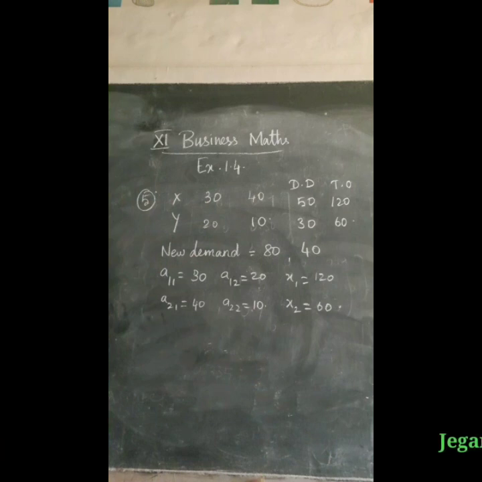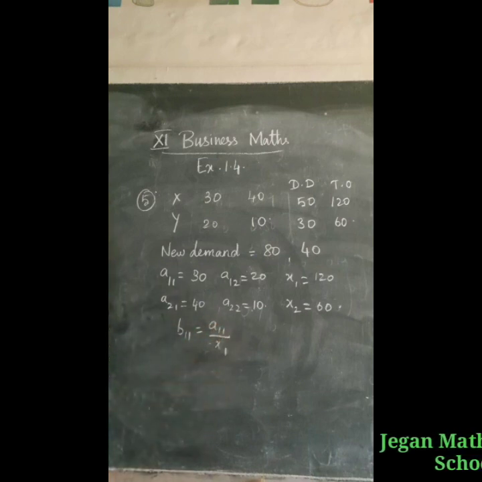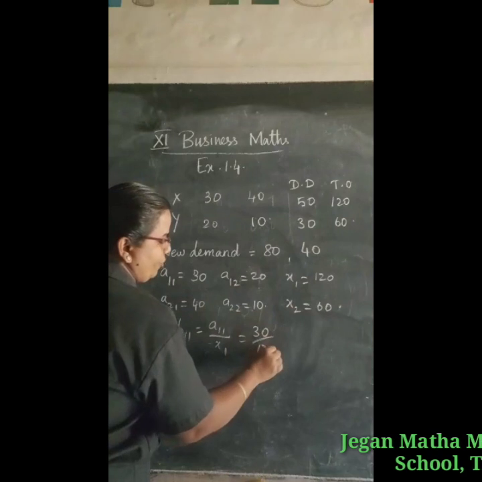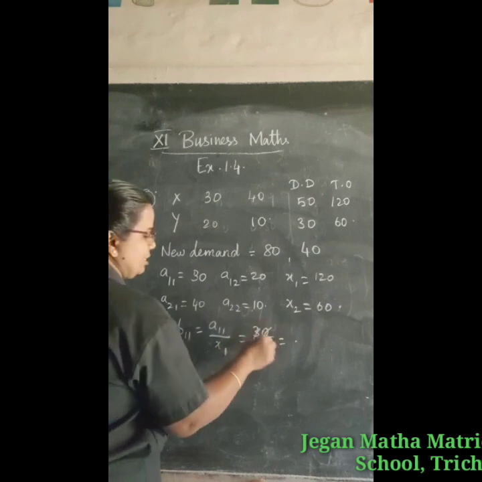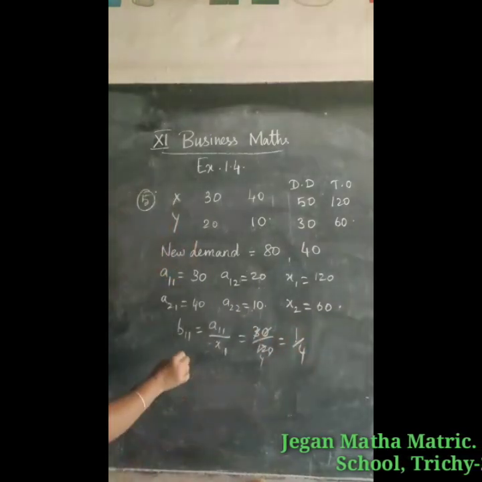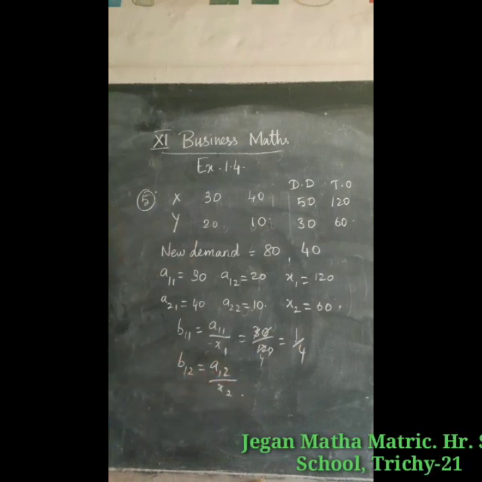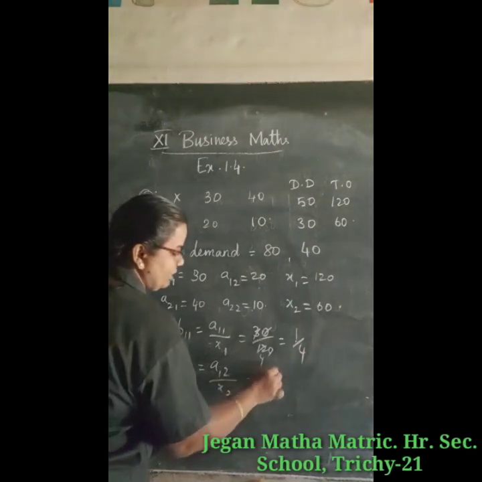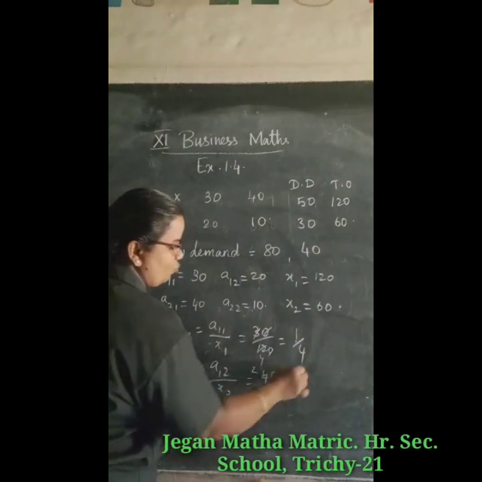What is the formula for B11? B11 is equal to A11 divided by X1, so that is 30 divided by 120. Zeros cancel, so we get 1 by 4. And then B12 is A12 divided by X2. What is the answer for this? That is 40 divided by 60, which is equal to 2 by 3.